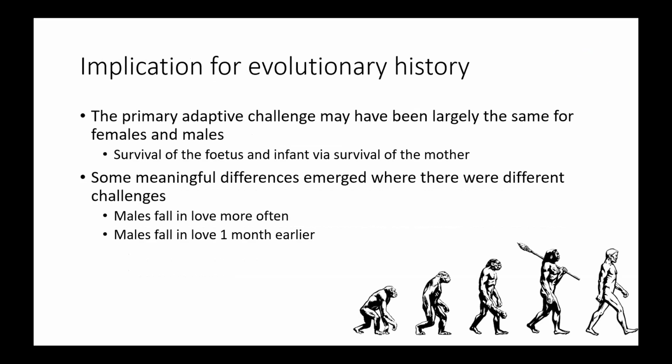So what are the implications for the evolutionary history of romantic love? Well, very small sex differences indicate that the primary adaptive challenges may have been largely the same for females and males. And we suspect that romantic love serves to promote the survival of the fetus and infant via survival of the mother. There are also some meaningful differences that emerged, indicating different adaptive challenges. So males fall in love more often, and males fall in love 1 month earlier. And I'll explain that a little bit when I talk about the functions.